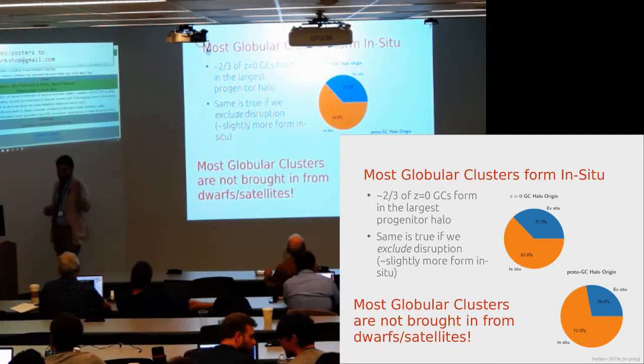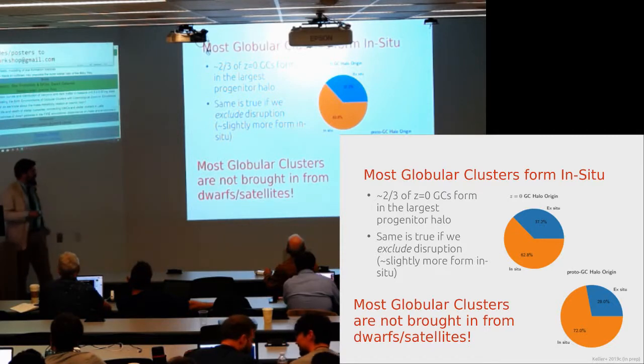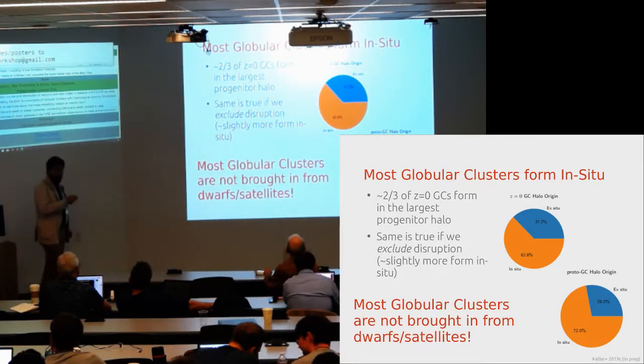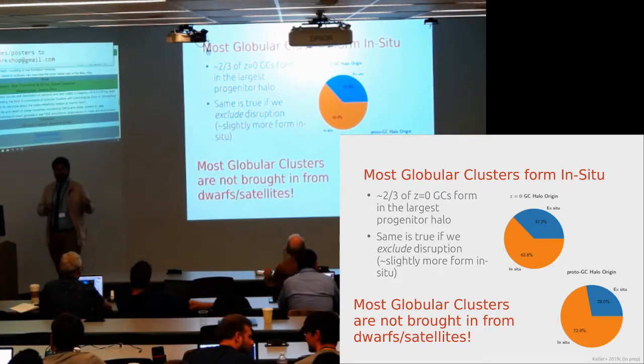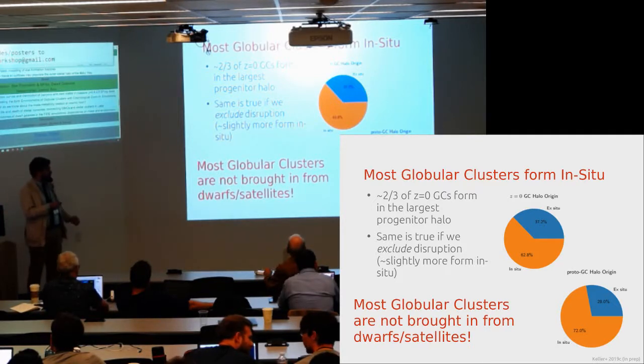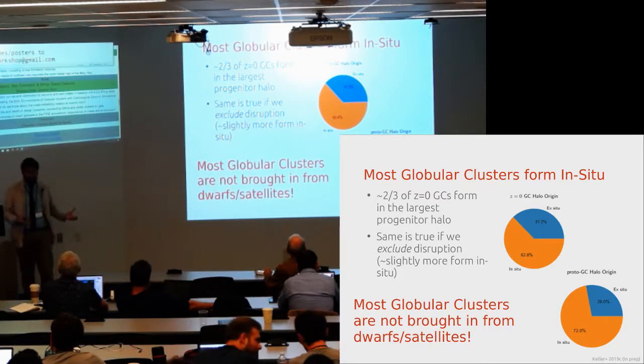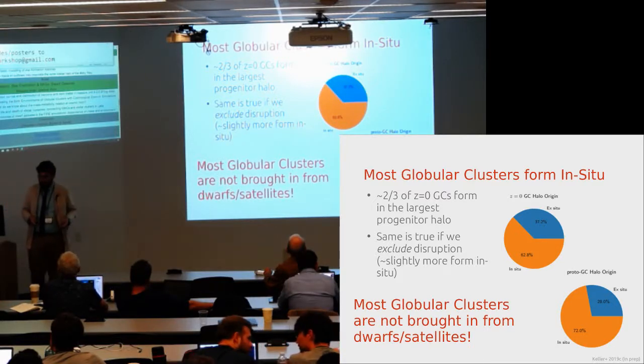They're the trunk of the merger tree. And this is true whether or not you're looking at the globular clusters we see today, or things that we would see today as globular clusters if they hadn't experienced any mass loss. So this doesn't seem to be an effect of disruption, but instead an effect of just the formation process alone.